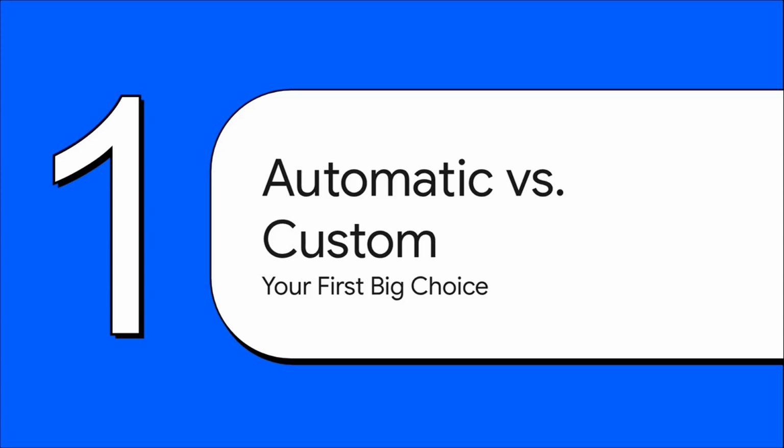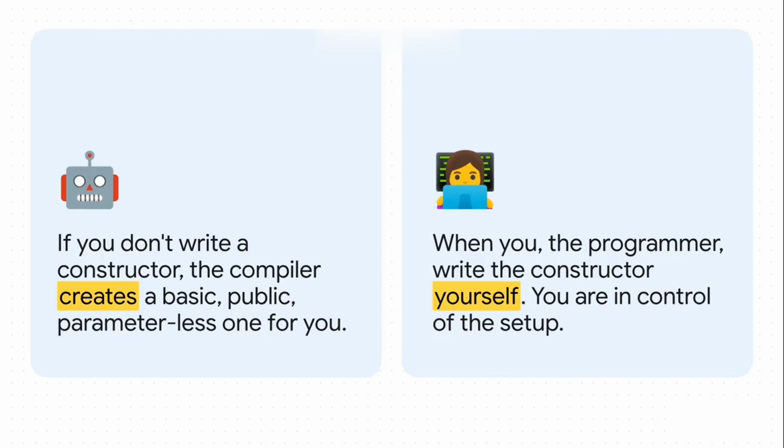So this brings us to a really important choice that every programmer makes, sometimes without even realizing it. Are you going to let the system handle the setup automatically, or are you going to jump in and customize it yourself? On one side, we've got the automatic way, what we call an implicit constructor. If you don't bother writing one, the compiler is actually pretty helpful. It just gives you a basic, no-frills one for free. But on the other side, we have the explicit way. This is when you, the programmer, roll up your sleeves and write the constructor yourself. This means you have total control over how your object comes to life.